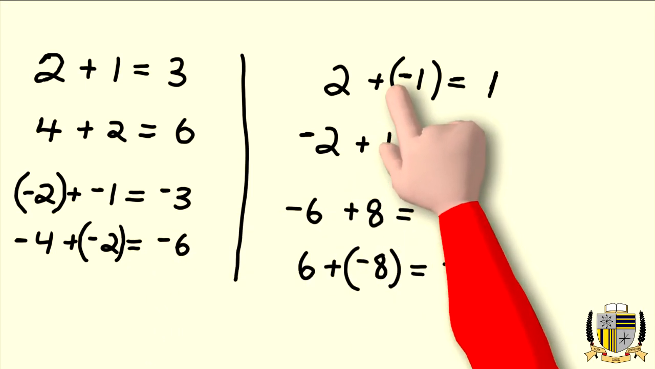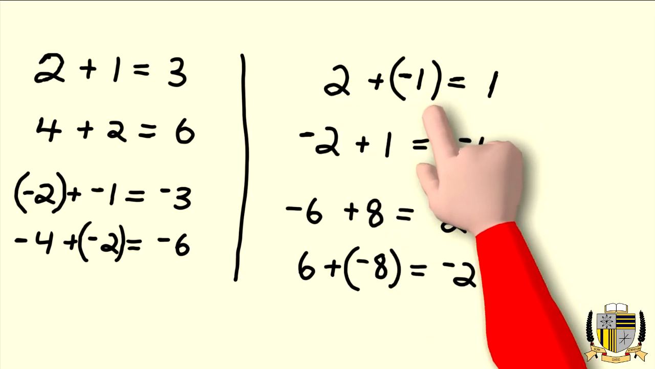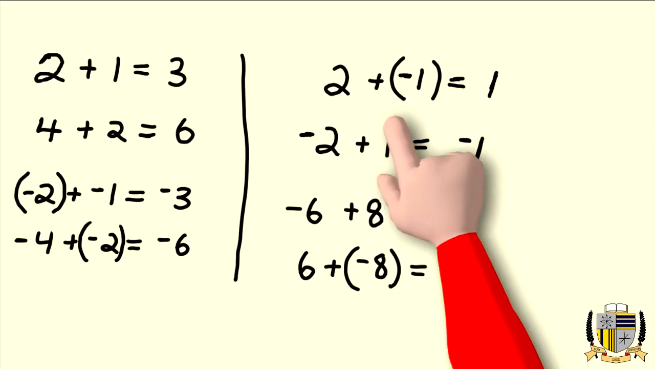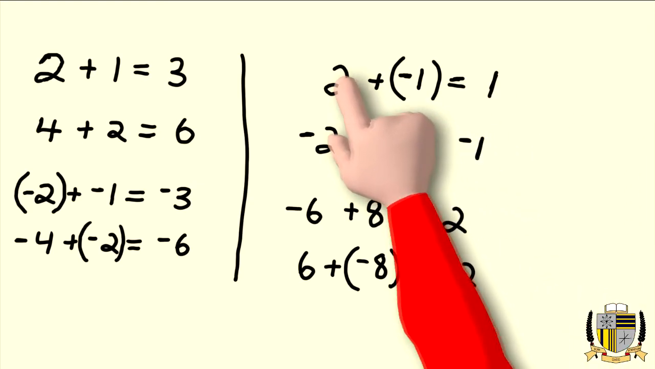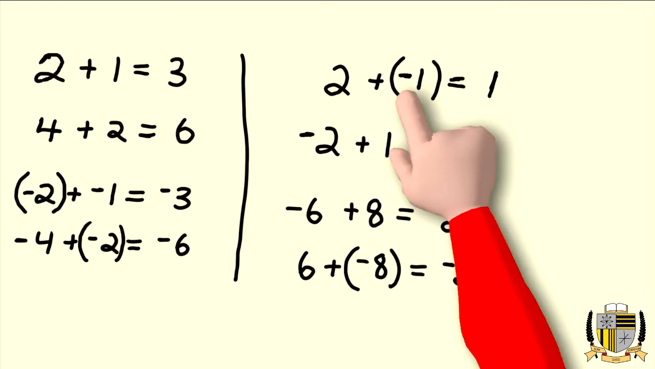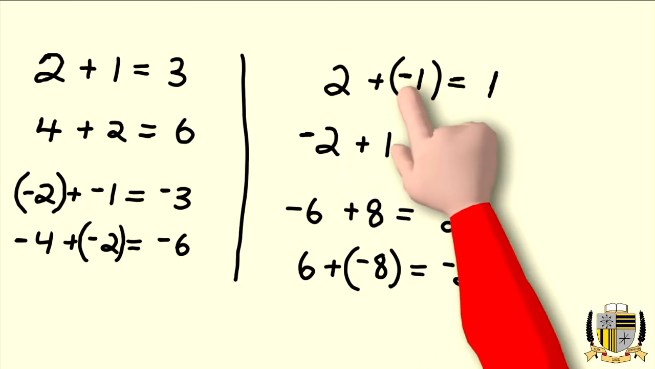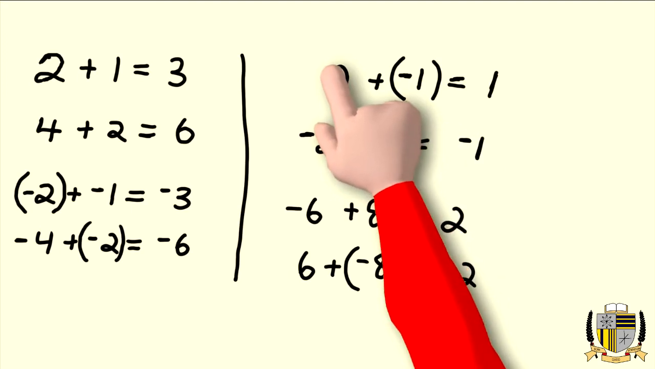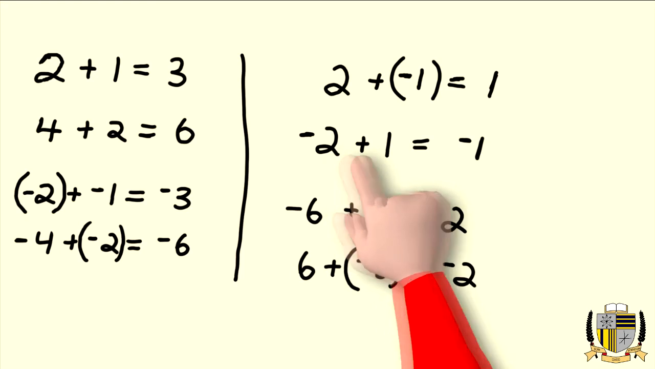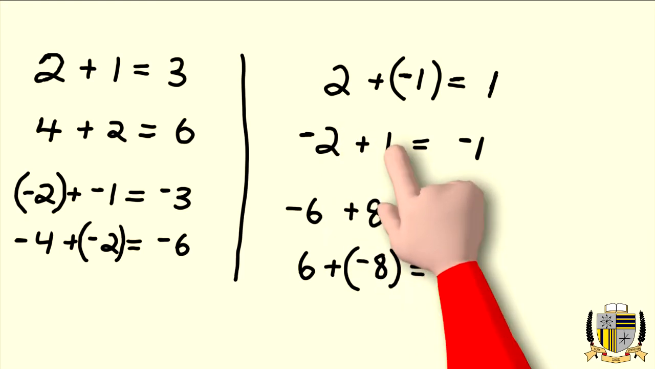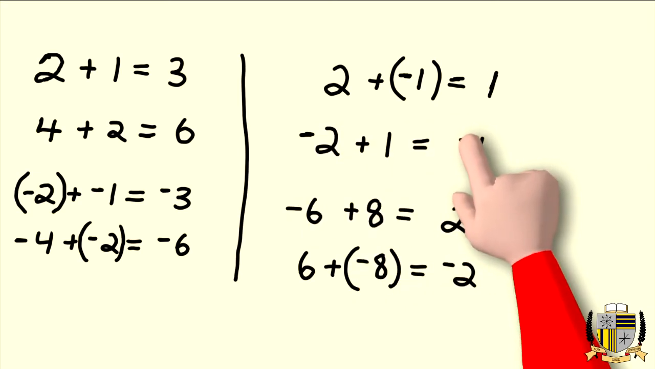And then again, here's the addition of unlike signs. We find the difference between the numbers. That's the answer. And then the greater number will determine the sign of the answer. 2 is greater than 1, and it's a +2, so the answer is going to be positive. In this case, we know 2 is greater than 1, but since the 2 has a negative, the answer will have a negative.